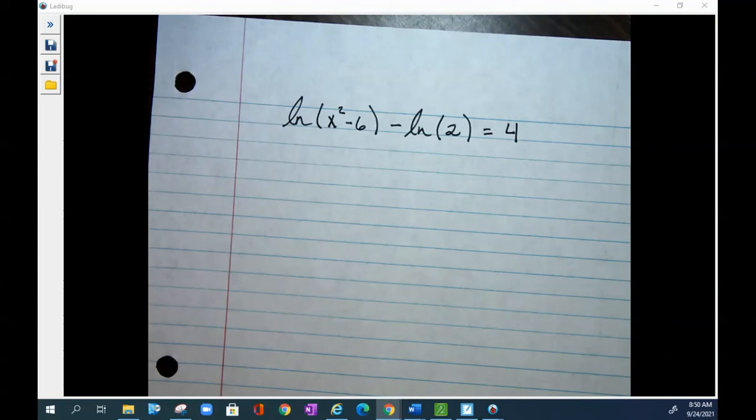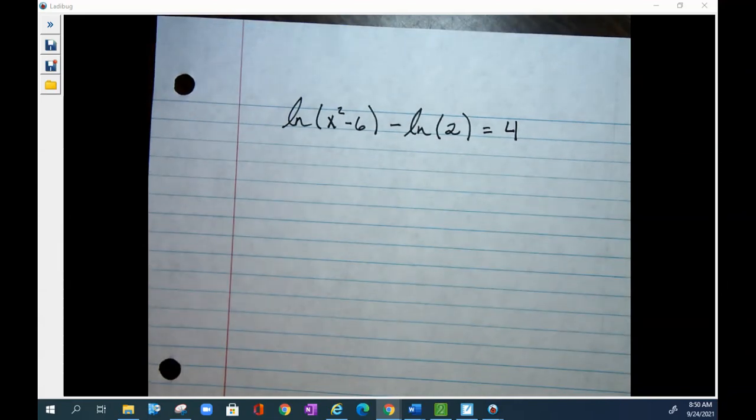Here, I noticed that I don't have a log equal to a log, so I'm not going to be dropping logs, I'm going to be rewriting. So it's helpful to look at the equation right off the bat and go, okay, am I going to end up dropping these things, or am I going to end up having to actually rewrite? If I know I'm going to rewrite, then I'm just trying to get it to a point where I can. So that's what we're going to do.